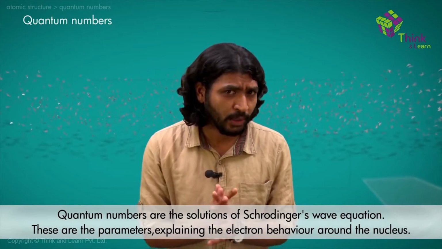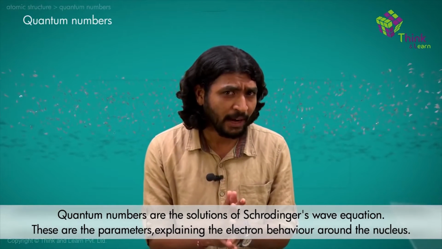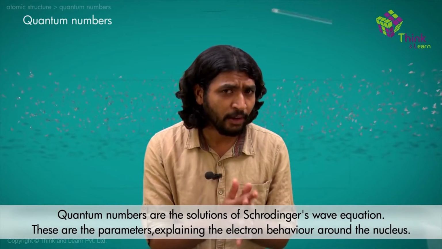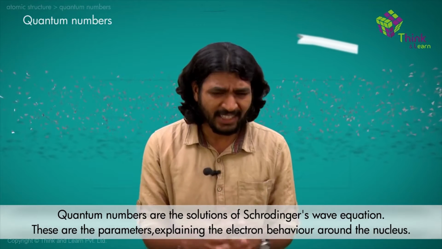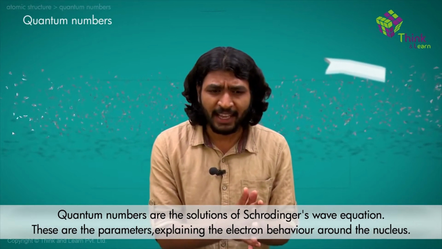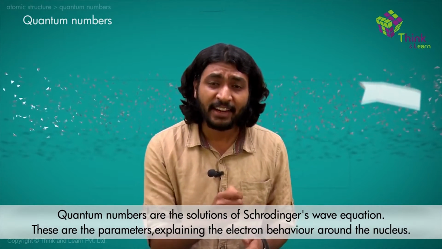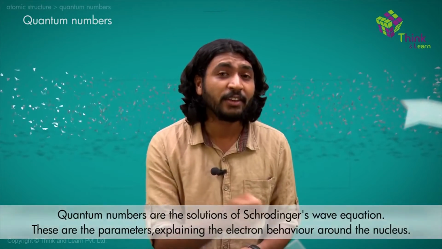Actually, quantum numbers came out as a solution for Schrodinger's wave equation. And these are parameters explaining the electron behavior around the nucleus. In simpler terms, these quantum numbers give us the address of an electron around the nucleus.